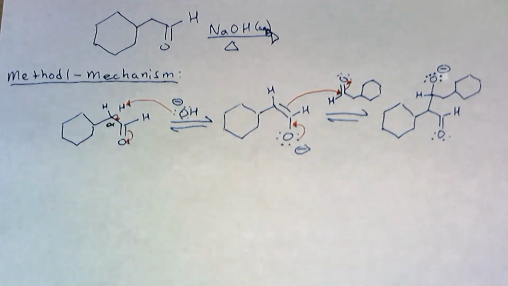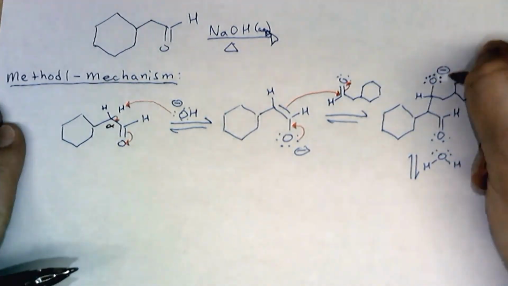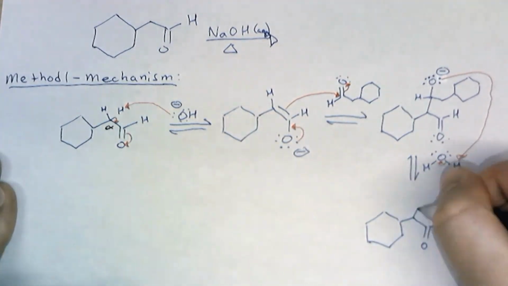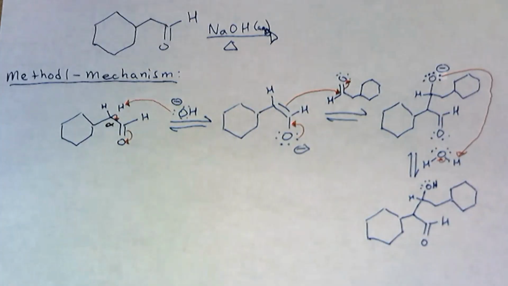An alkoxide intermediate is formed, which will undergo a subsequent proton transfer with the water present to generate the beta-hydroxy aldehyde aldol addition product. Next, an elimination by E1cB can be accomplished by first removing the alpha proton with the hydroxide, shown by starting the arrow at the hydroxide oxygen and going to the alpha proton.